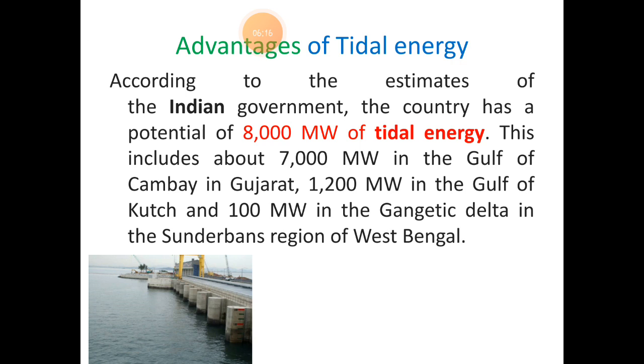In India, around 8,000 megawatts of tidal energy is used, and it includes the places of Gujarat and the Kutch base.